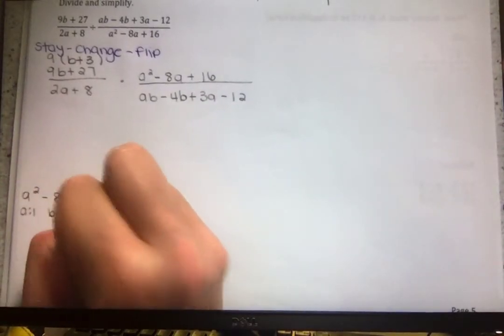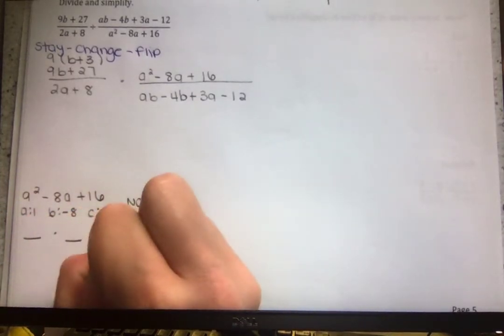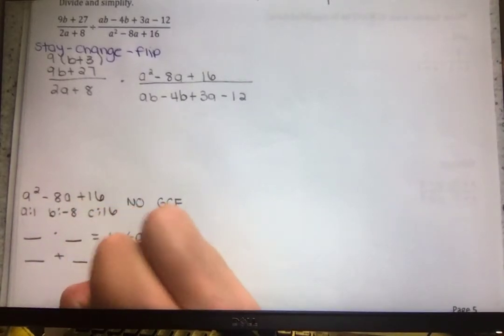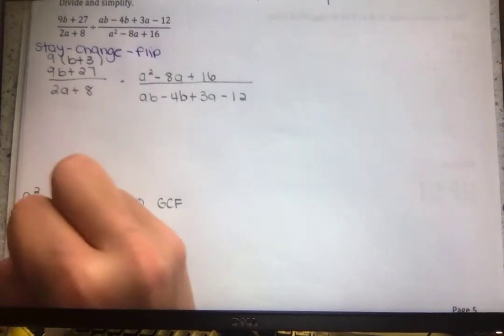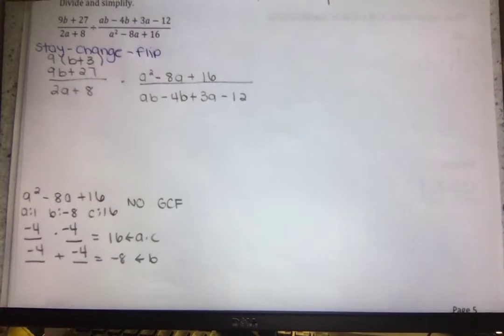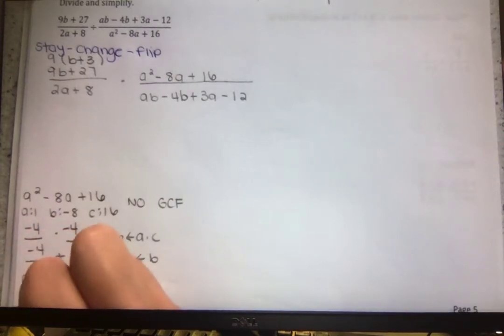Going down, 2a plus 8, GCF. 2. We're left with a plus 4. That one's done, so that's easy. Last one, ab minus 4b plus 3a minus 12. Factoring by groups. For this one, there's no GCF, but there's already 4 terms for us. We can go ahead and factor by grouping.